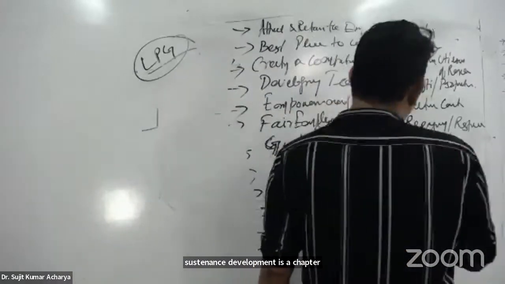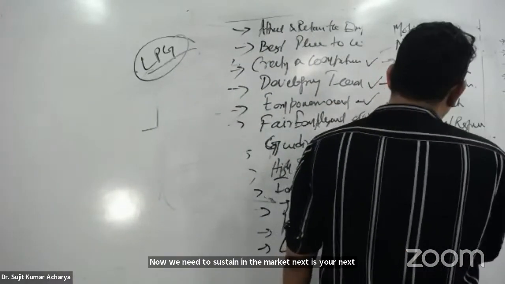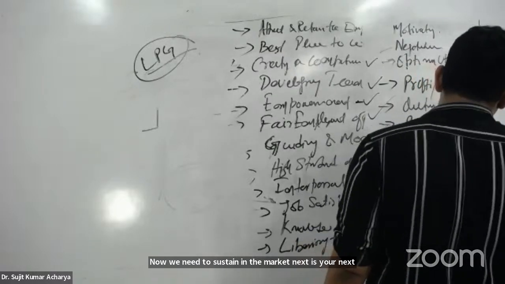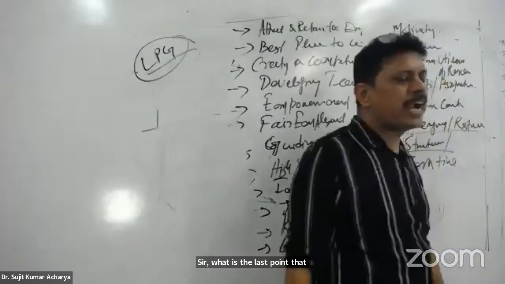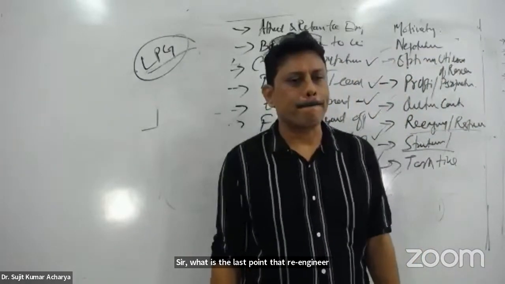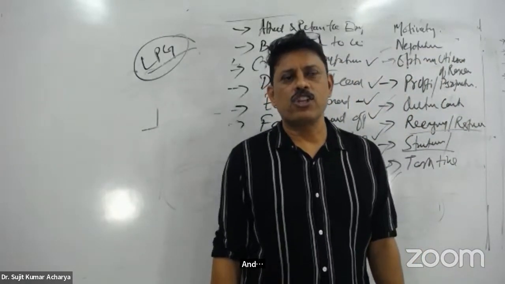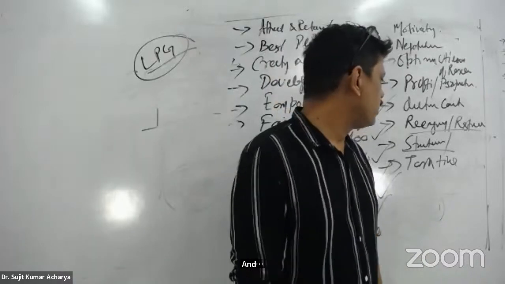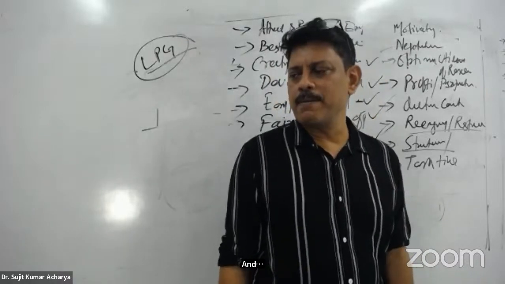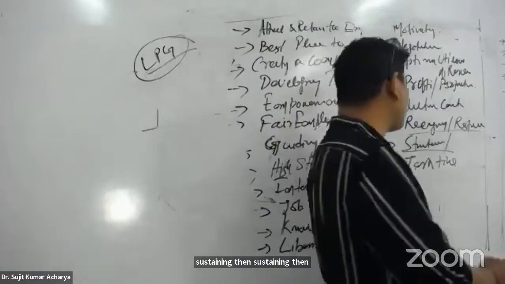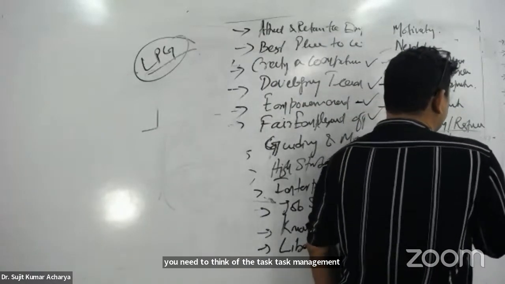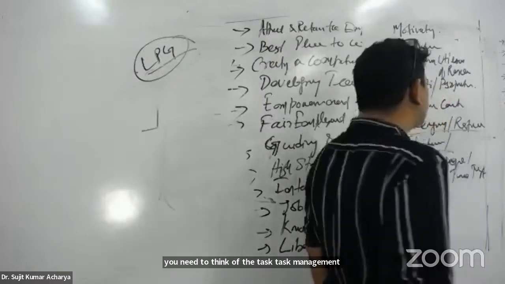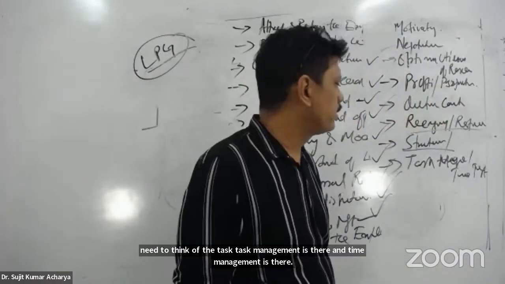Next is your. Excuse me, sir. Sorry, sir, what is the last point, re-engineering and restructuring, sustaining, then task, time. We need to think of task management and time management. Task management and time management.